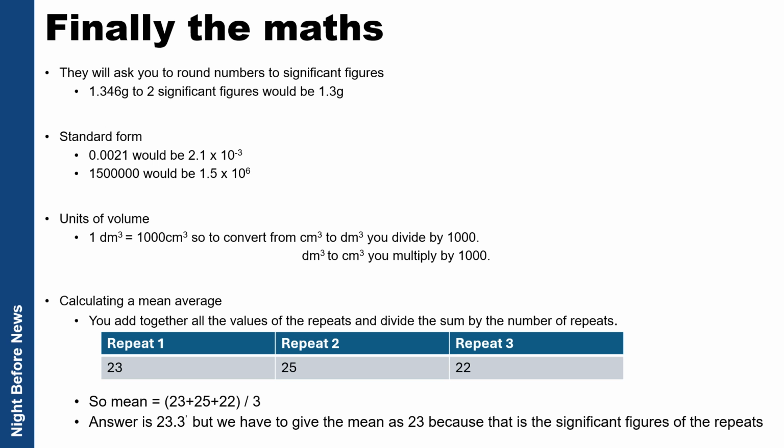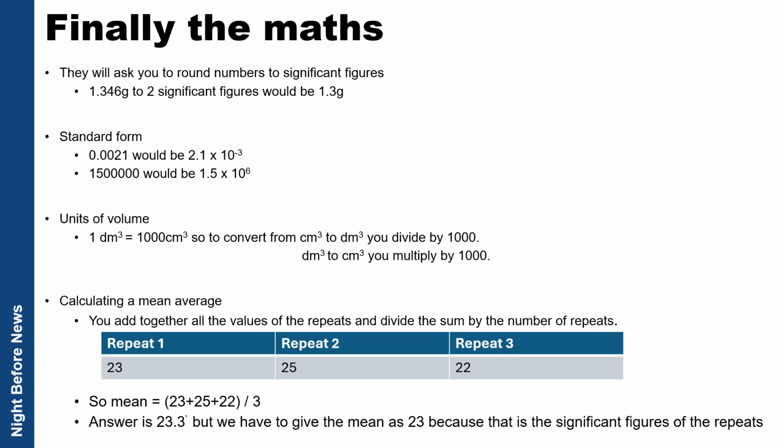Calculating mean averages, again, really important in all of our science papers. So here we've got 3 repeats of an experiment. We've got 23, 25 and 22. The first thing you should look for is any anomalous results. Those are results that are significantly different from the others. Here we don't have any that are significantly different, so we can use all 3 of them to calculate our mean.